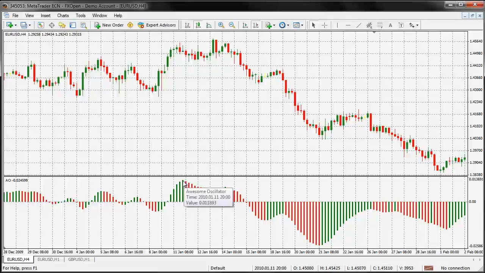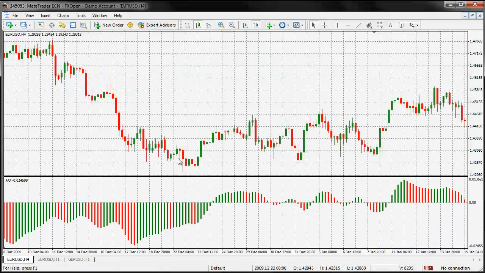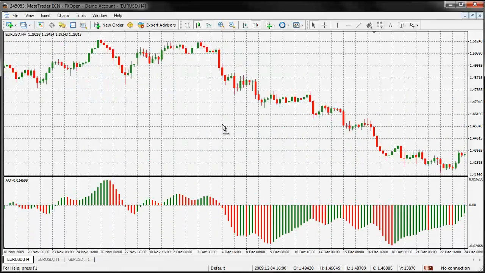Alright, so here is the first peak, and here is the second peak, and the next color is red. That's when you go short, and then boom, all the way down it comes. And when you start seeing this coming down into the lower histogram, you can still stay short. Alright, let's see if we can find some more.